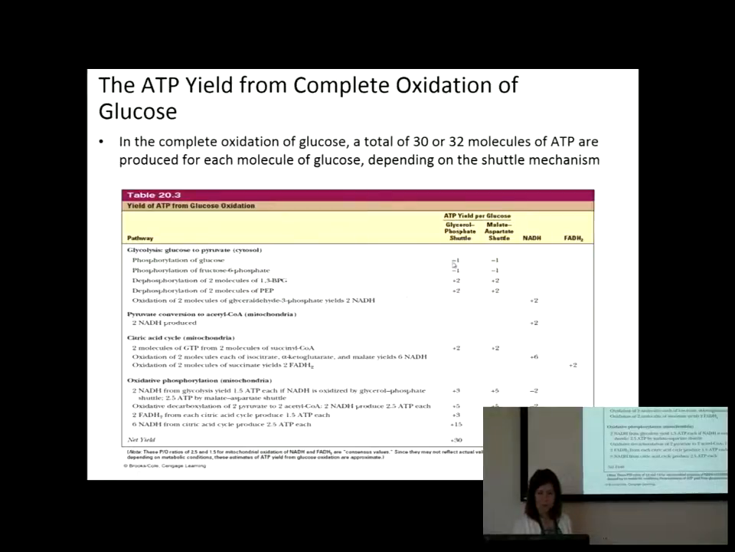This is ATPs. We use up an ATP. So just put your hand over this one right now. We're not going to pay attention to this. Let's focus just on this. This is if we use the Malate-Aspartate Shuttle. So if we phosphorylate glucose, we're going to use up an ATP, so minus 1.